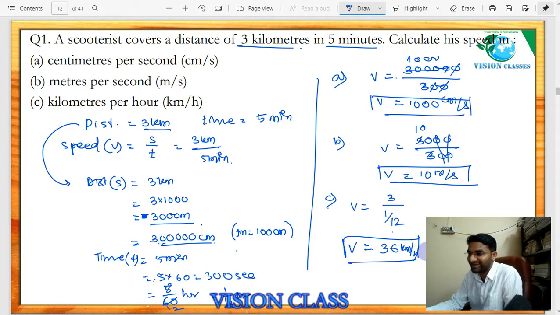That's why we are learning this concept, speed and velocity. So here the scooterist covers the distance of 3 kilometer in 5 minutes. The speed in centimeter per second is 1000 centimeter per second, in meter per second it's 10 meter per second, and it's 36 kilometer per hour.